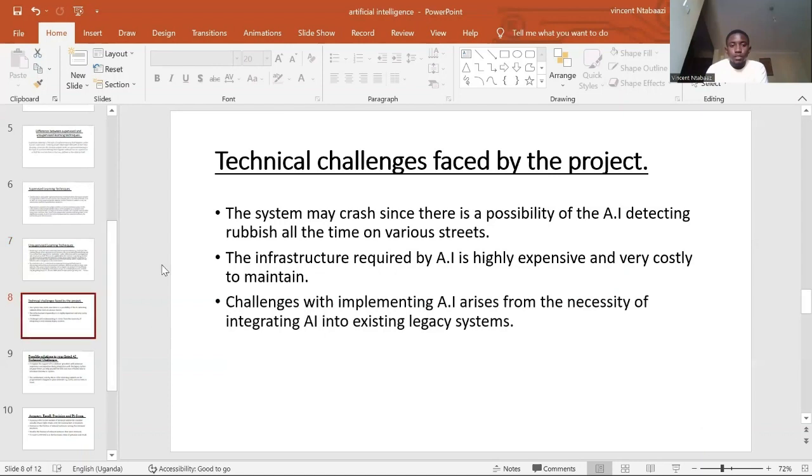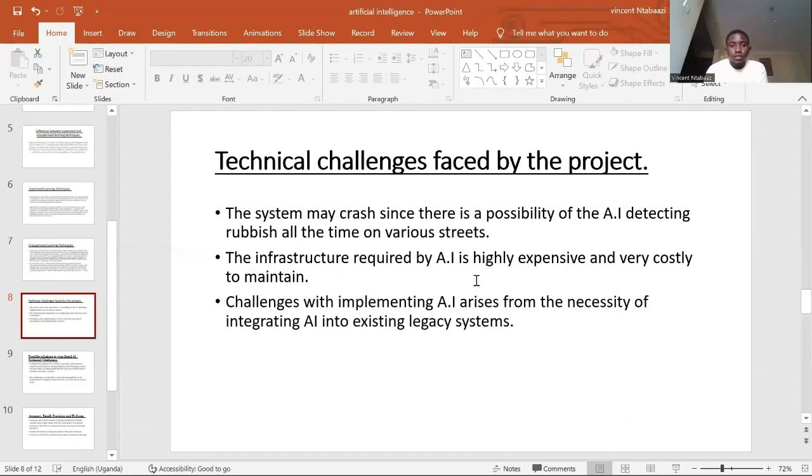Then the technical challenges that I faced in my project: the system may crash since there's possibility of the AI detecting rubbish all the time on various streets, meaning it will keep sending those messages all the time. Then the infrastructure required by the AI is highly expensive and costly to maintain. You realize that we shall need some use of cameras on the streets, and it's very expensive to install these cameras everywhere and also to maintain them because they need servicing all the time, maybe on a monthly basis.